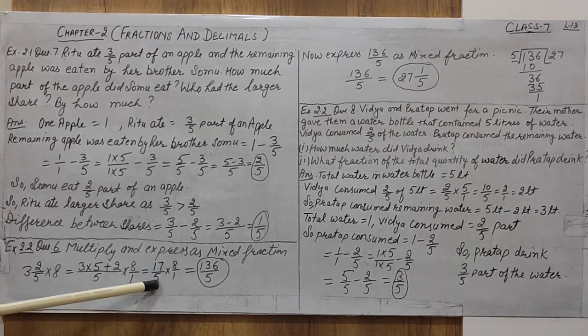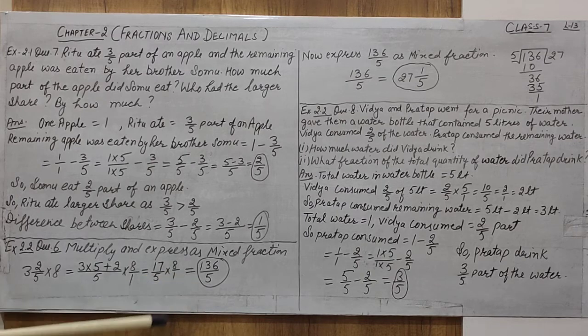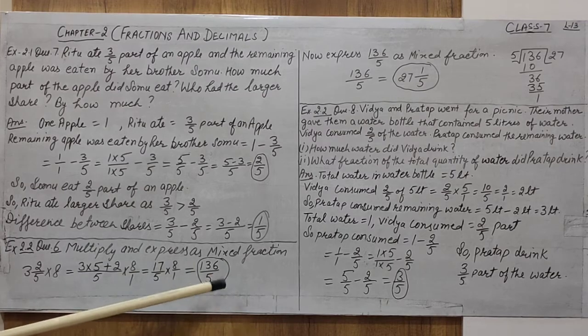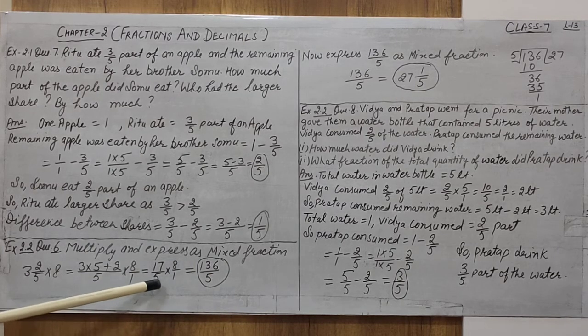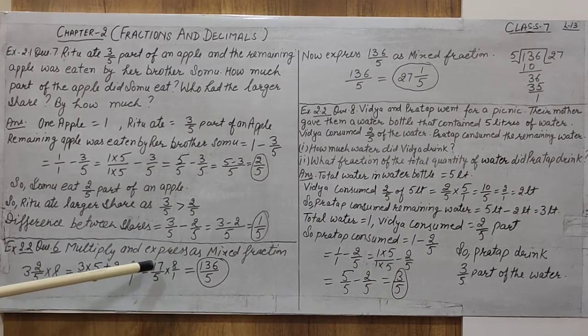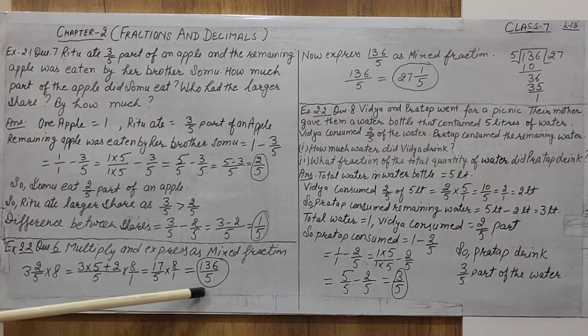So when a fractional number is multiplied with a fractional number, as I told you, the result is the multiplication of the numerators. That is, 17 is multiplied with 8, we get 136, and the denominator is the multiplication of the denominators, that is 5 multiply 1. So when we multiply a fractional number with a fractional number, numerators are multiplied and denominators are multiplied. So this is the result of the first part, that is multiply.